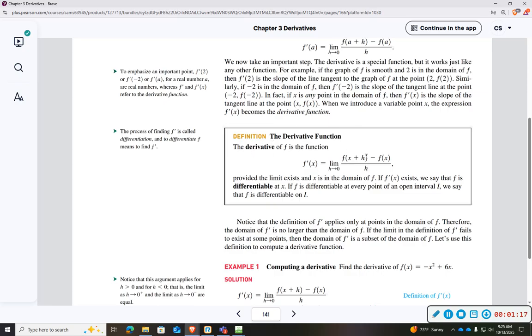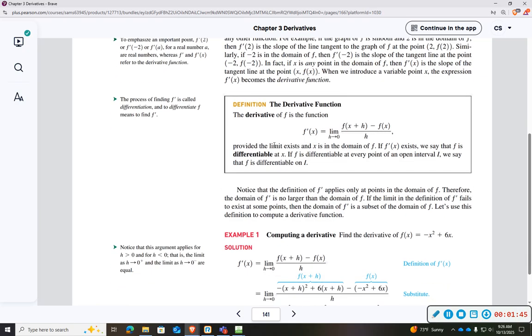But in general, we can find a function, and so here's the definition of a derivative as a function. We just do f of x plus h minus f of x all divided by h, as h goes to 0. And if the derivative exists, we say it's differentiable, and if it is differentiable at every point in the open interval, we say that f is differentiable on I. So that's going to be very important later, noting that f is differentiable on every point in some open interval.